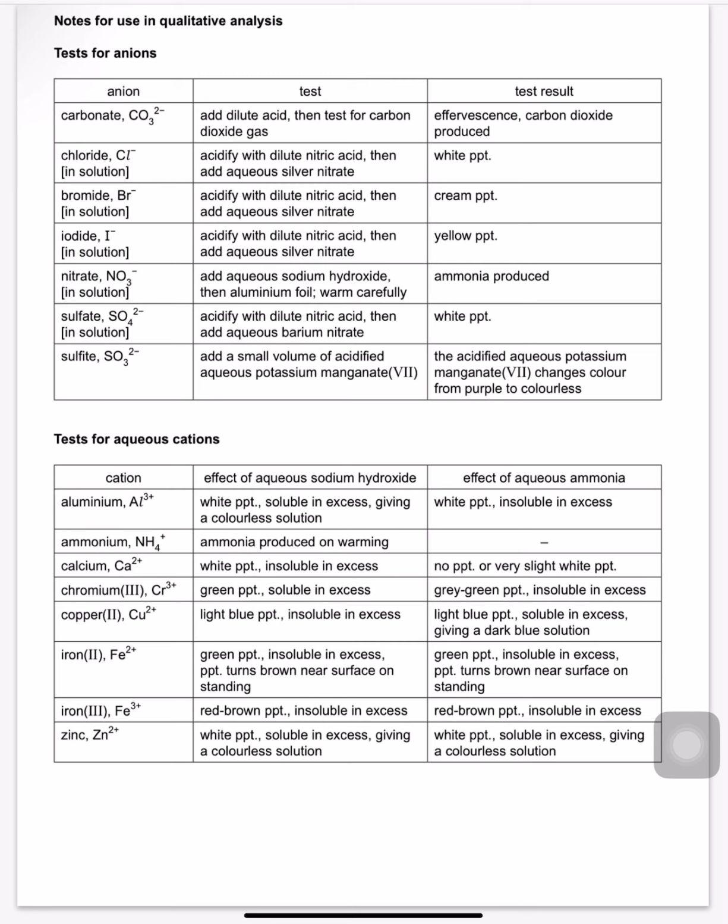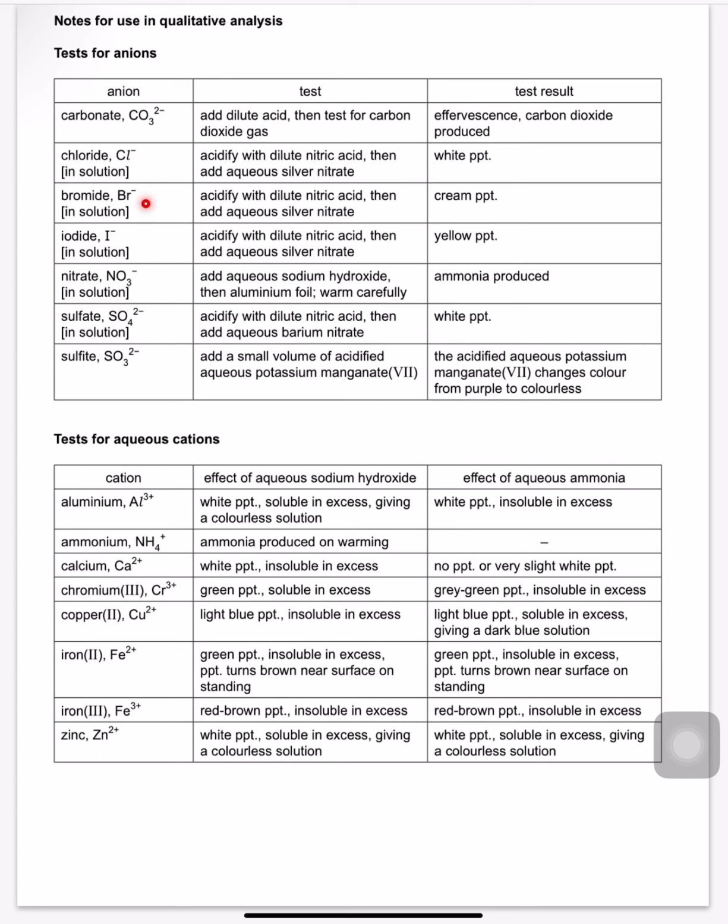What are the tests? The first test is for the carbonate ion. Whenever we add any acid, we can add HCl, and as a result carbon dioxide is produced. Effervescence is there, and carbon dioxide gas is produced. I'm going to share the page on which the tests for the identification of gases are there as well.